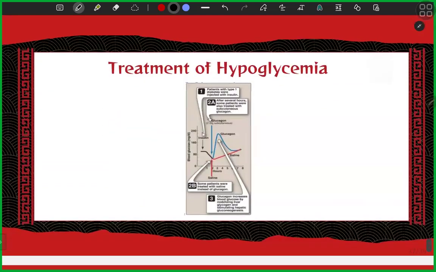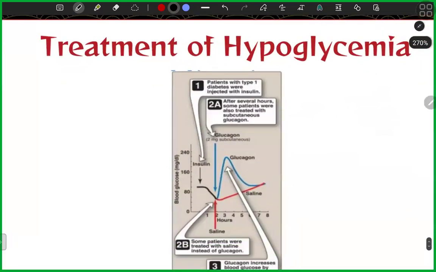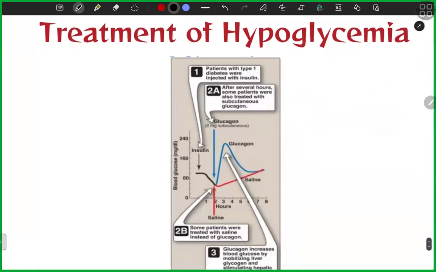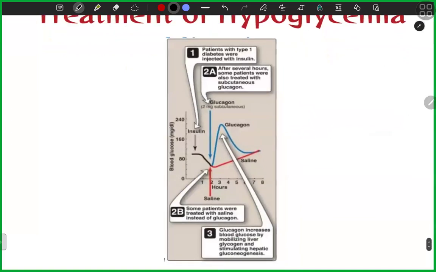How would you treat hypoglycemia? So in certain patients, you give them subcutaneous glucagon. At the start, I'm giving this dude insulin, right? What is my insulin going to do? My insulin is going to start decreasing my blood glucose. When my blood glucose is decreased, I need it to increase back because I'm eventually going to die and I don't want that to happen. So I'm going to give them subcutaneous glucagon, and that's going to give me a huge rise.